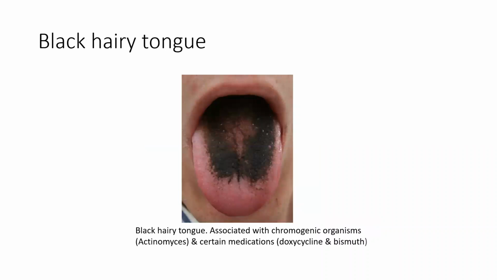Next is black hairy tongue. As we saw white hairy tongue, as I told earlier, this can take any color. It is caused by an increase in the growth of filiform papilla on the dorsum surface of the tongue, and if it's not scraped and cleaned, it leads to accumulation of color depending upon the exogenous environment. Here in this picture, it is associated with chromogenic organisms, and sometimes certain medications like doxycycline and bismuth can also contribute to this black color caused by growth of filiform papilla. Ask the patient to brush the tongue properly, and this will be gone within 2 weeks.